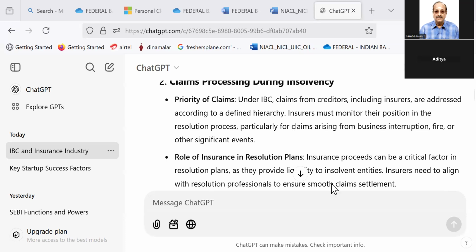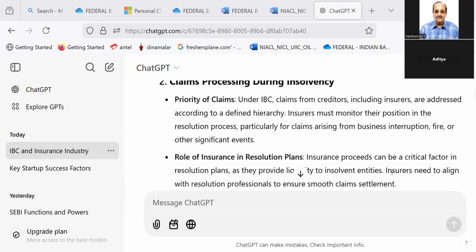Please read it again. Priority of claims under the IBC: claims from creditors, including insurers, are addressed according to a defined hierarchy. Insurers must monitor their position in the resolution process, particularly for claims arising from business interruption, fire, or other significant events. Good, continue.